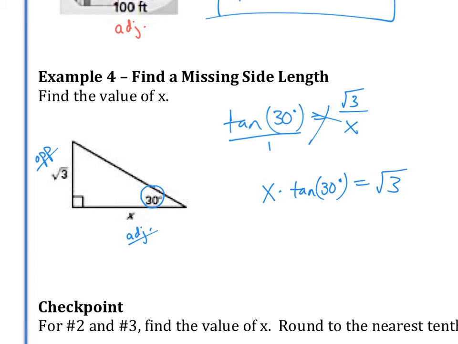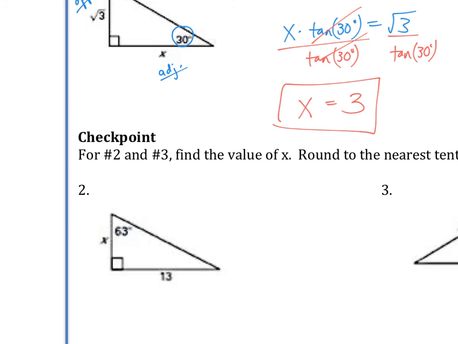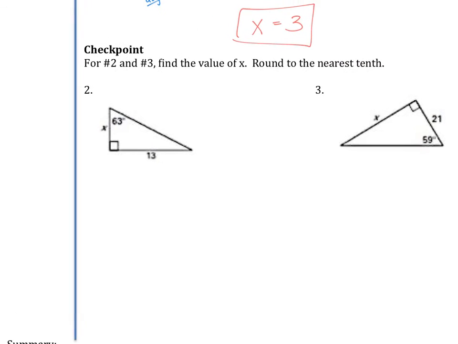Then if it's x times tangent of 30, divide by the tangent of 30 to get x alone, to get x equals square root of 3 divided by tangent of 30. And when you do that, you're going to get 3. My calculator actually says 3.0018, but we're going to round that to 3. Then we have a couple checkpoints, and we are done.